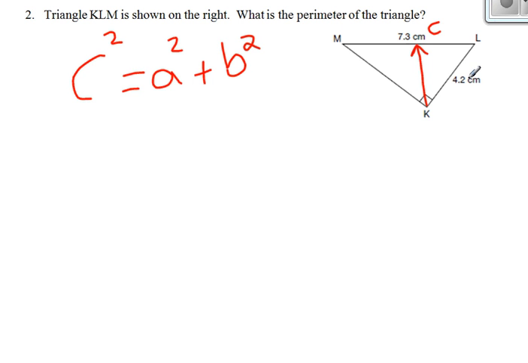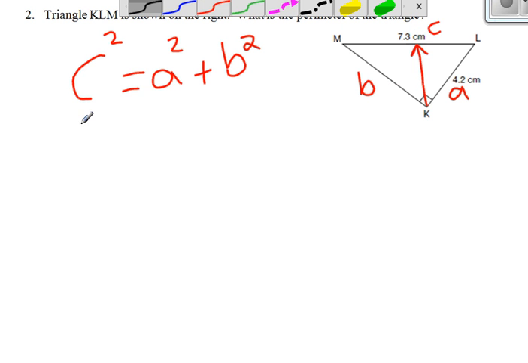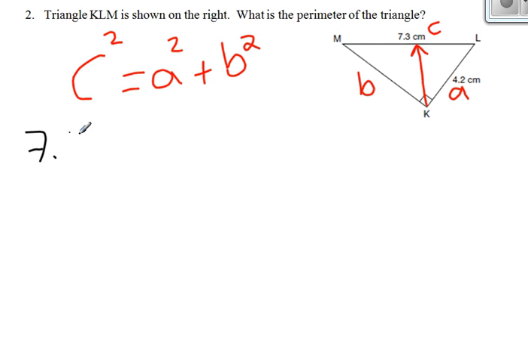The other two sides, I don't care which one's A and which one's B. I personally have a habit where the side that I know is A and the side I don't know is B. That's just a habit I have. You don't have to follow my habits, but you must label this one, the 7.3 centimeter side, as C. So now I'm going to substitute into the formula. So 7.3 squared is equal to A squared plus, now I don't know B, so I still write B squared.